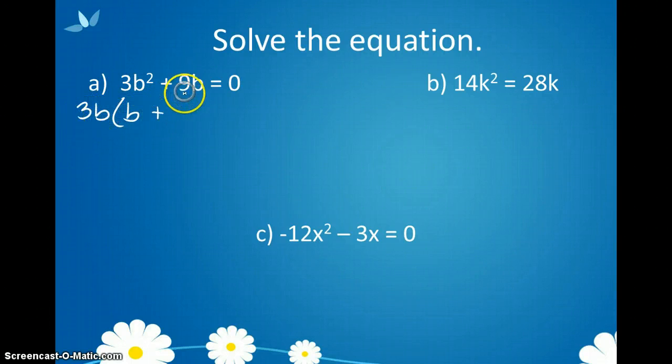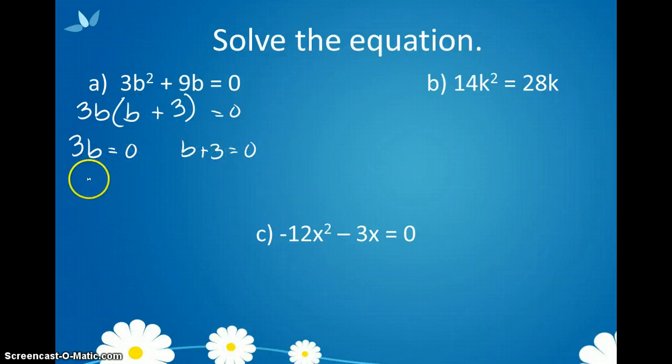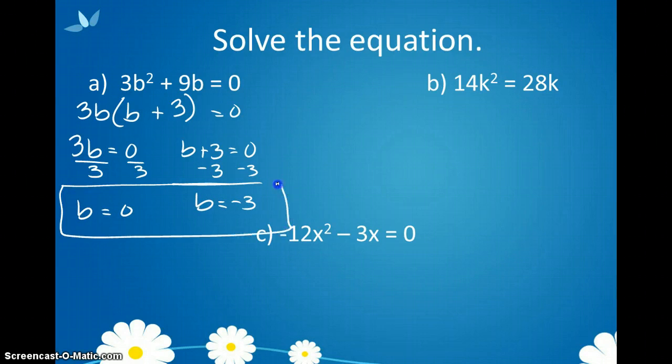Plus 3 times what gives me 9? 3. And then b times, well, there's nothing left here because I took all the b's off, equals 0. Now I have a product. Now that I have a product, I can use the product property. 3b equals 0. b plus 3 equals 0. These are equations most people like because they're not super complicated. You're going to divide by 3 and get b is equal to 0. Here you'll subtract 3 and get b is equal to negative 3. Those are your two answers. Ooh, that's horrible. Two answers for this problem.